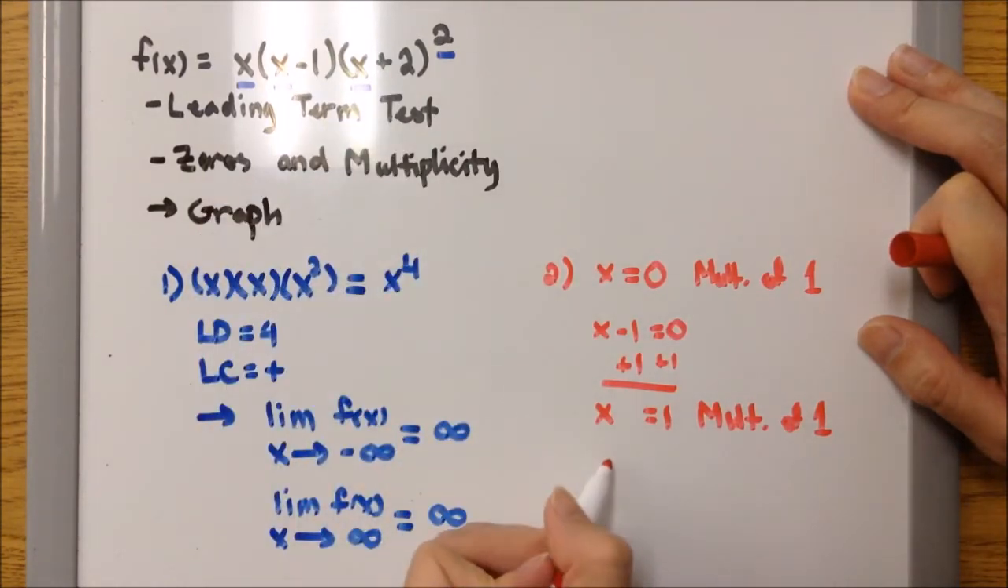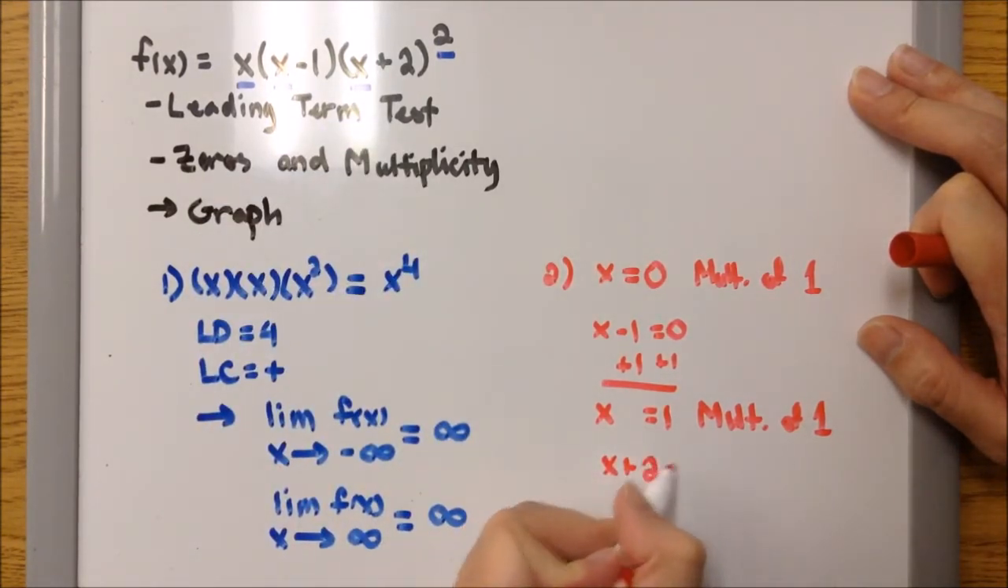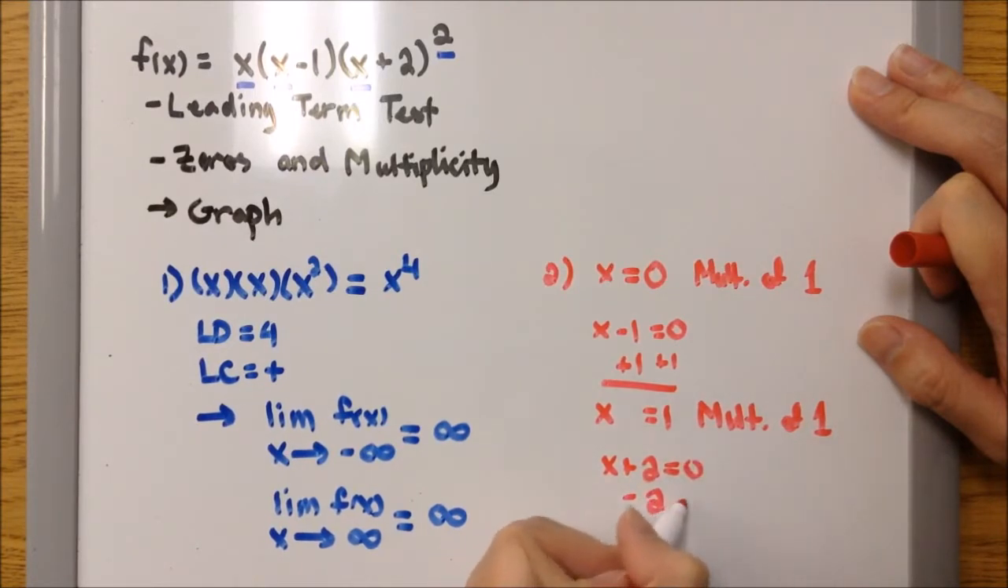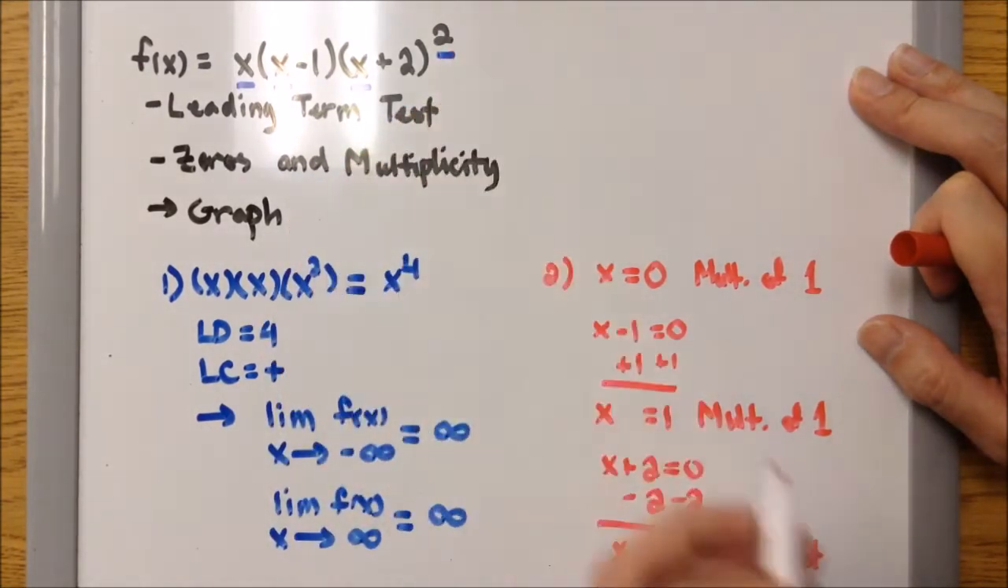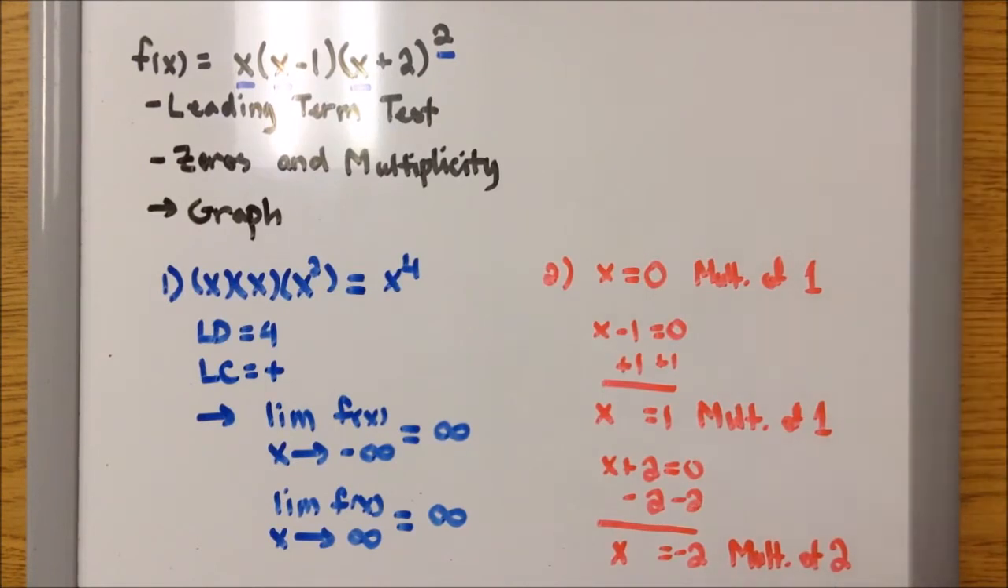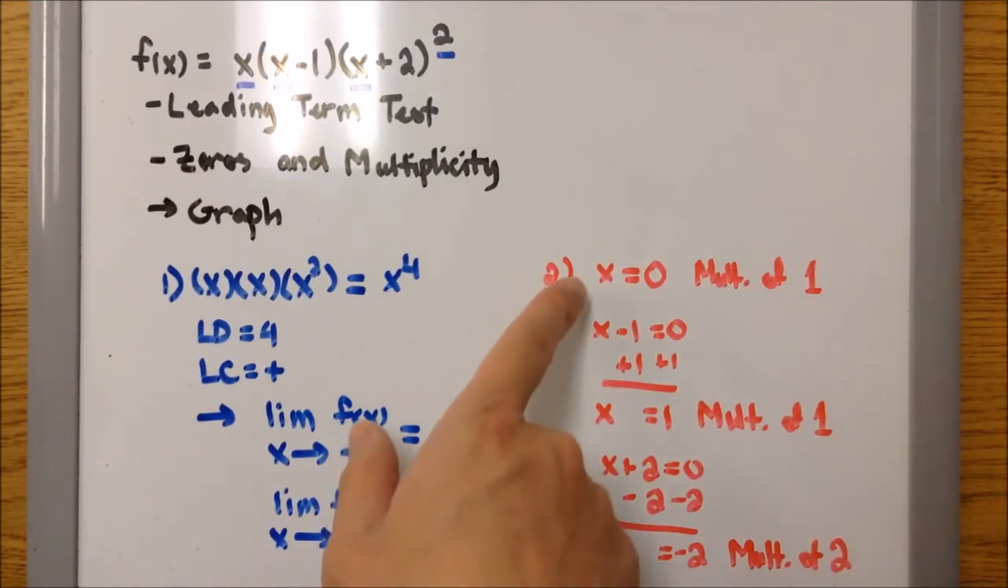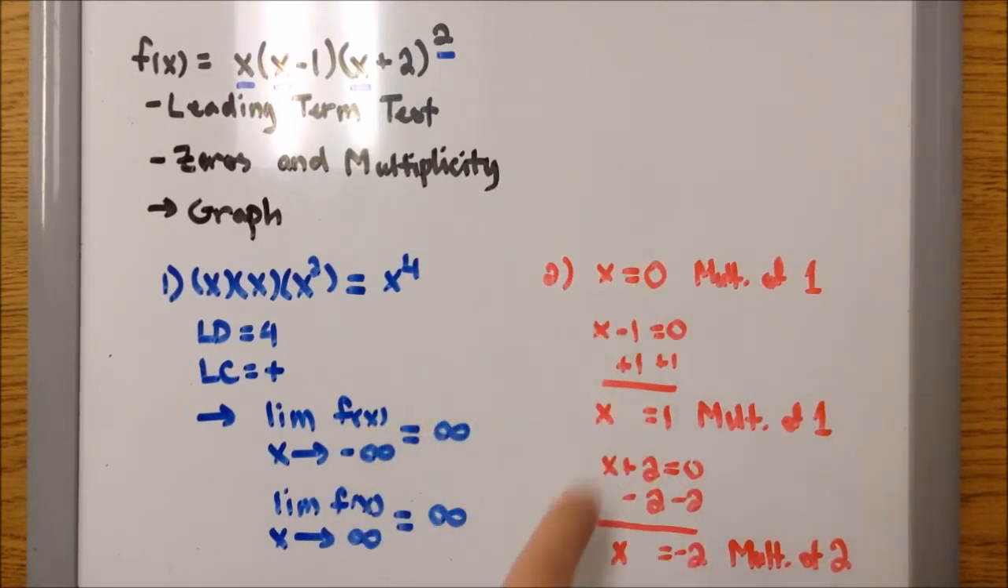Now x plus 2 equal to 0. Solve for x. So we get x equals negative 2 with multiplicity of, so it's powered by 2, so multiplicity of 2. So now we're going to use this information, the end behaviors, the zeros, x equals 0, x equals 1, x equals negative 2, also known as solutions, to graph. So let me write out this information.